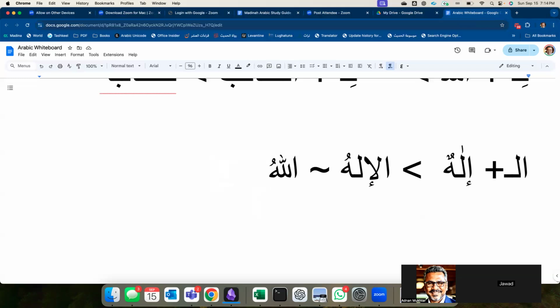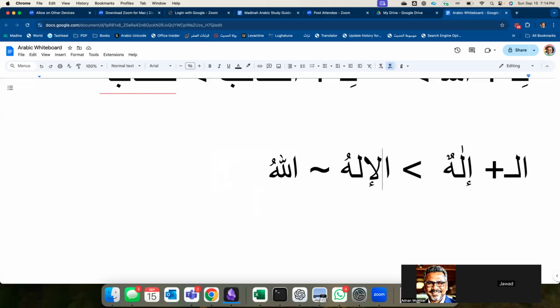Yes, it is Shamsi. Exactly. But we're not talking about sun and moon letters here, because Hamza is a moon letter. So it's al-ilahu, it just became Allah. Makes sense? I know what you're saying, but Hamza is a moon letter, not a Shamsi letter. Oh, I see. So that's not why it's taking a shadda. Okay, now we know this part.